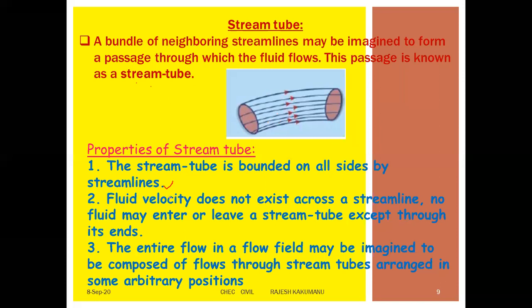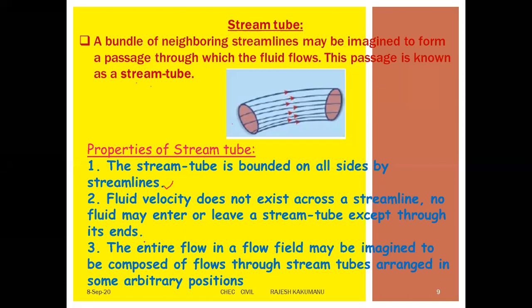Next, fluid velocity does not exist across the streamline. No fluid may enter or leave the stream tube except through its ends. Once it is passing at one cross section of the pipe, it has to leave through the other end only. That is the principle. Fluid matter cannot run outside the pipe.